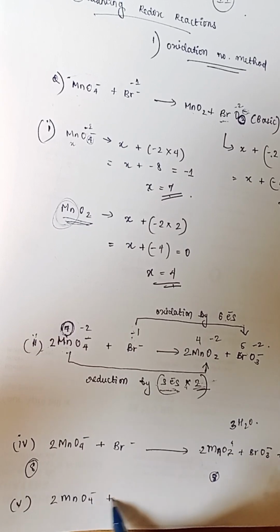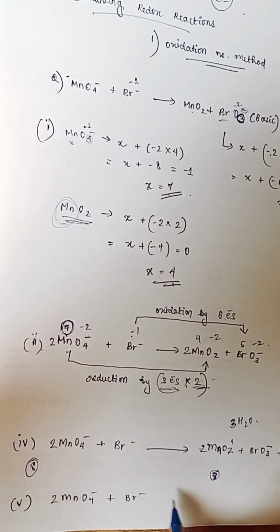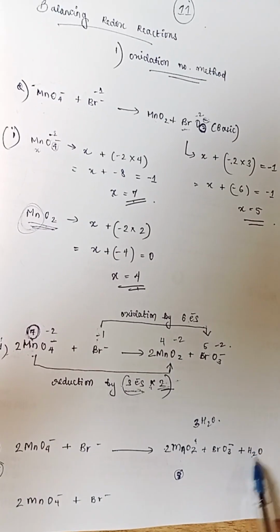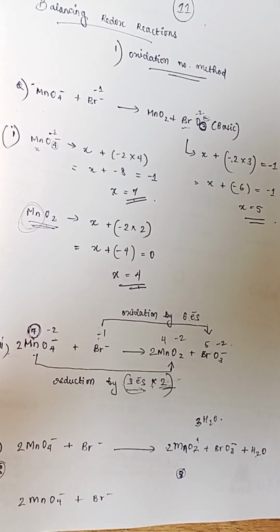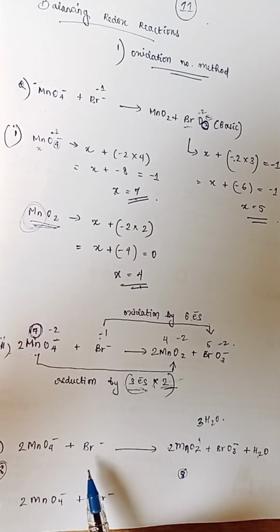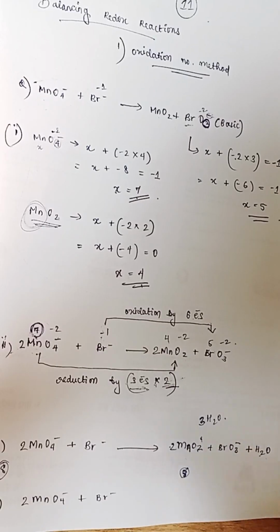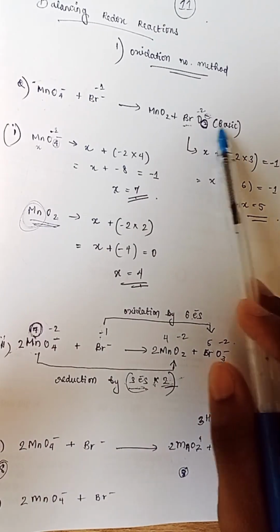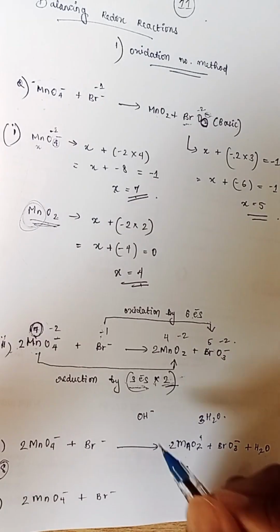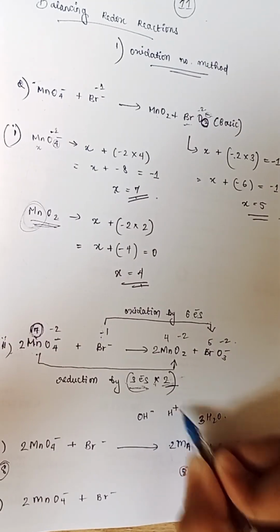MnO4 minus plus Br minus. Let's balance it. Now look, how many hydrogens were added to this side? 2. Since there were 2 hydrogens added on this side, we need to have 2 hydrogens here as well. To add hydrogen in a basic medium, you need to add OH minus. If it was acidic medium, H plus.